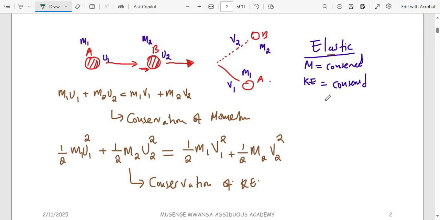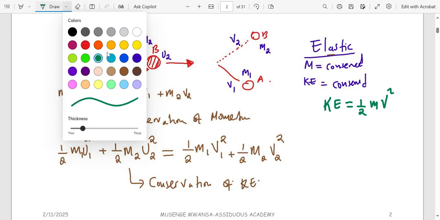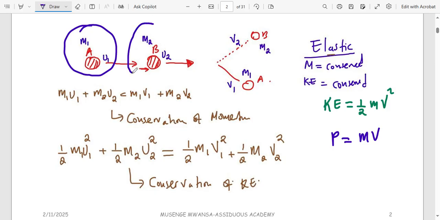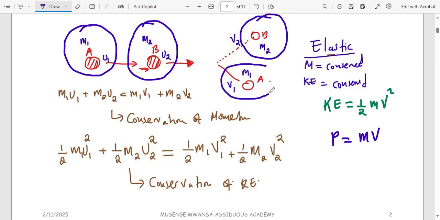How do you find kinetic energy? Kinetic energy is given by half mv squared. And I've just said that momentum is given by mass times velocity. Since kinetic energy is conserved, we first find the kinetic energy of this first ball at the beginning, and we also find the kinetic energy of this ball at the beginning. We add them. It should be equal to the kinetic energy of this ball plus the kinetic energy of this ball at the end, or after collision.